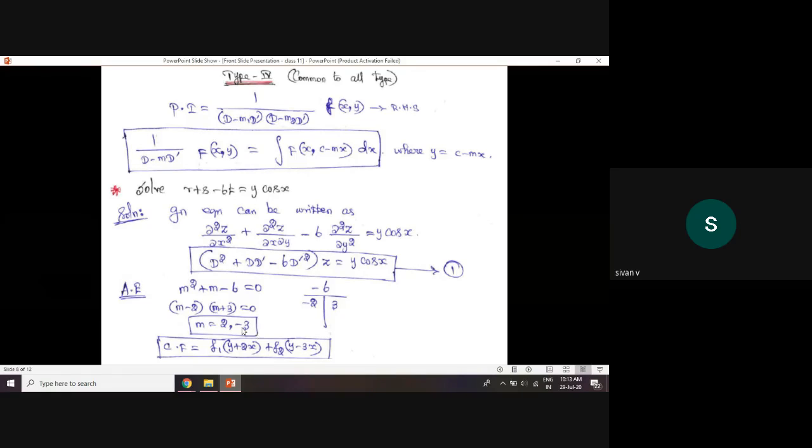The roots are different, not equal roots. So, students, can you tell me, equal roots or unequal roots? Unequal. Very good. For unequal roots, you know how to make the complementary function. So the complementary function equals f1 of y plus 2x plus f2 of y minus 3x. After this, let us stop.